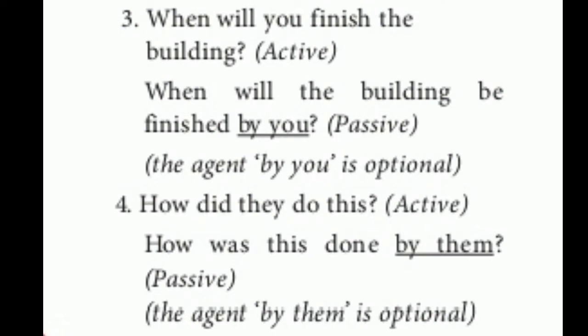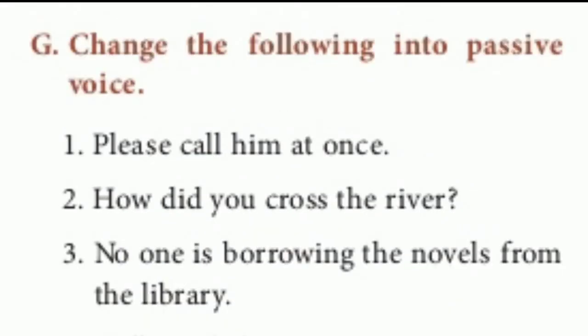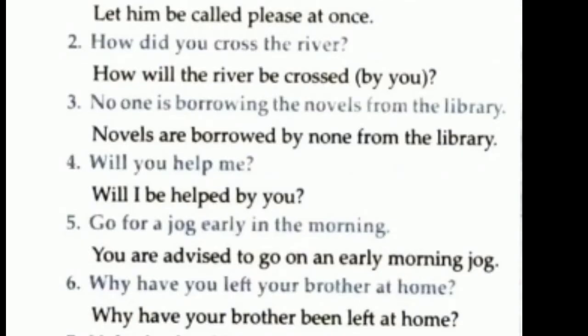Fourth one, how did they do this? Active voice. When you turn to passive voice, how was this done by them? Okay, the agent by them is optional. If you want you can keep it, otherwise you can omit it. Now next one, section G. Change the following into passive voice. Please call him at once. So this is a request. When you write the answer, let him be called at once.